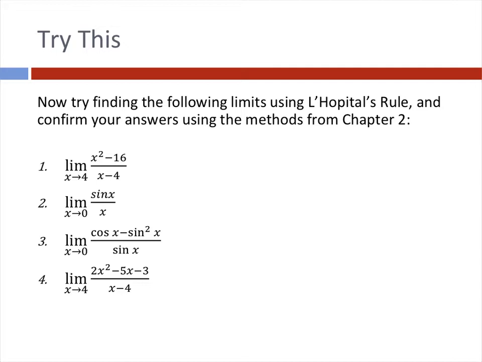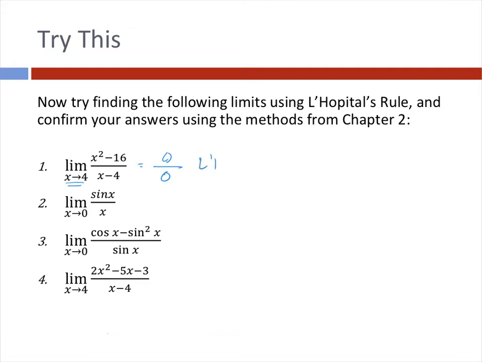We're going to try direct substitution. Remember, direct substitution says you just plug in your values of where you're taking the limit. So I'm going to plug in 4, and if I plug in 4, I'm going to get 16 minus 16, which is 0. And if I plug in 4 in the denominator, I get 0 over 0. So we can apply L'Hopital's.